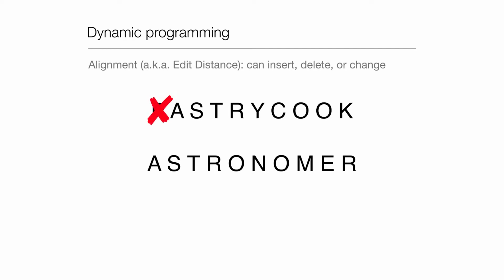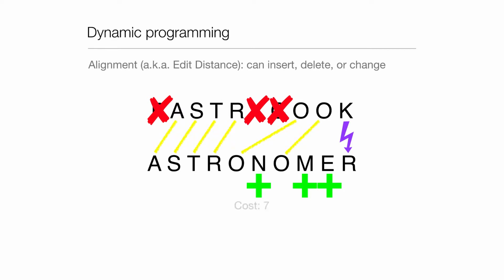So I'm going to delete that P, I'm going to delete that Y and that C, I'm going to add an N and an M, finally an E, I need an E as well, and finally I'm going to change the K to an R. And now everything lines up. This has a total cost of 7: the 3 deletions, the 3 insertions, and the change.